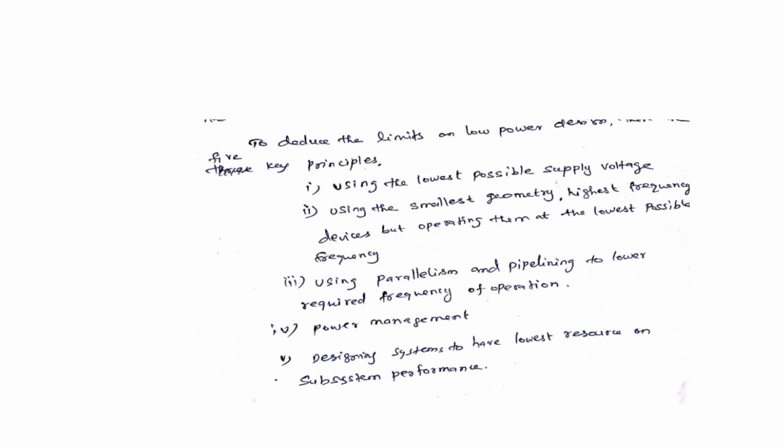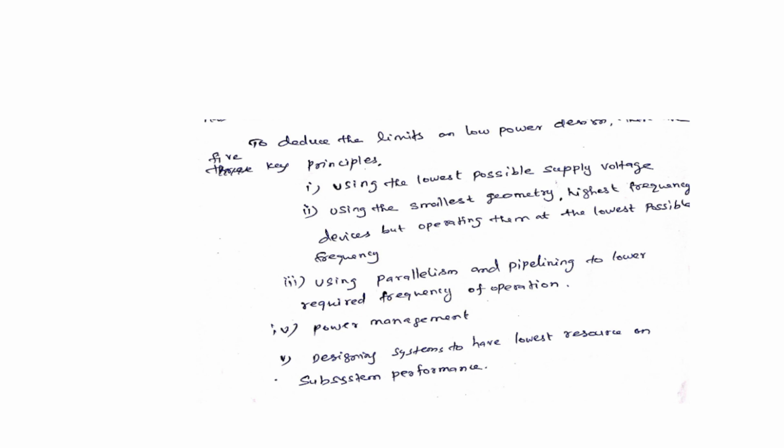So we need to use an optimized area with the lowest frequency, and use parallelism and pipelining to lower the required frequency of operation. You know about the pipelining and parallelism concepts, so we need to use those concepts inside the fabricating ICs. It will help to reduce the power. Then the power management unit: what type of regulator we need to use, and how the circuit should be. Those things we must analyze, and then prepare.